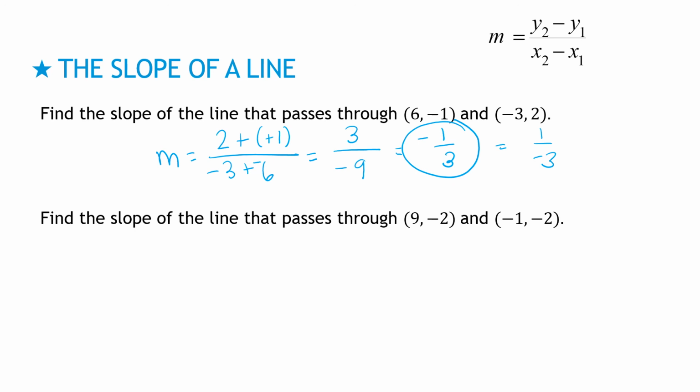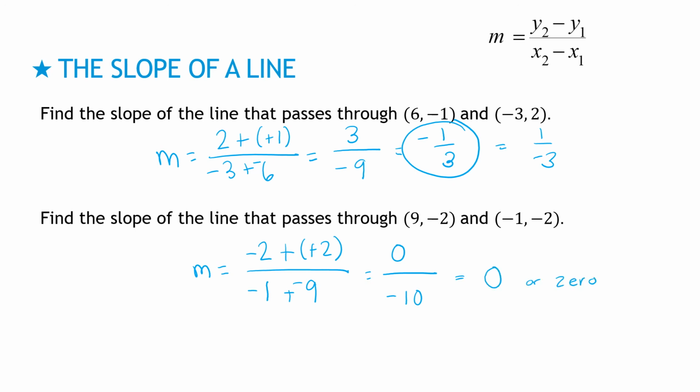For the second one, y2 is negative 2, y1 is negative 2, x2 is negative 1 minus x1, which is 9. Negative 2 minus negative 2 is actually plus 2, or 0. Negative 1 minus 9, or plus negative 9, is negative 10. With the 0 on the top, this is actually 0 slope. And remember, 0 slope is that line that's going to look like this.